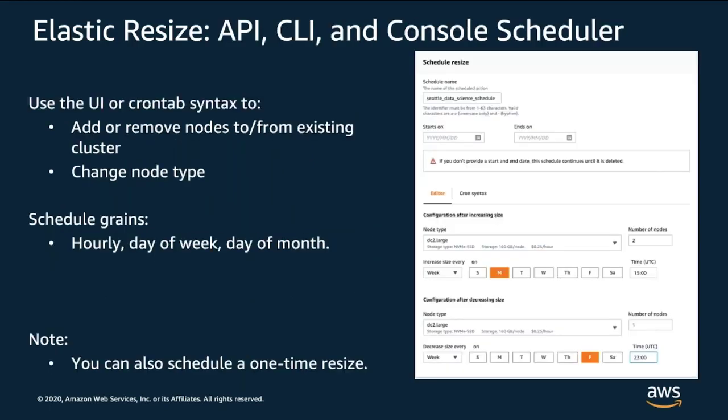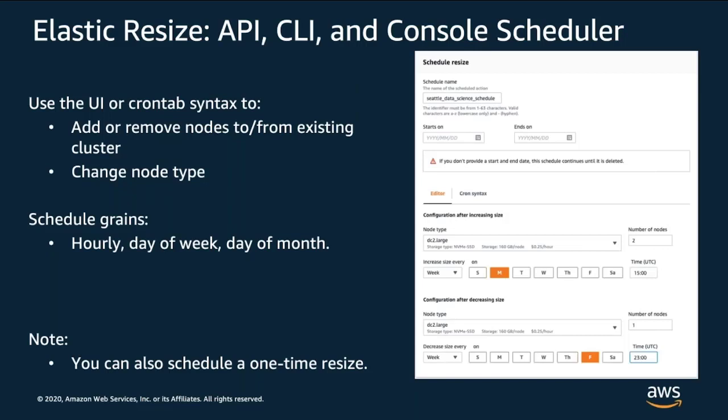While you can use the console, the API, or even the CLI to perform the resize, I did want to highlight that we've added a scheduler for Elastic Resize into the console itself. Here's a screenshot I took of it, and it's quite flexible, allowing you to change the number of nodes or even the node type. Being able to pick the day of the week and the hour are sort of obvious use cases, but we've also added targets such as the last day of the month or even the first day of the month, explicitly for use cases I described a few moments ago.